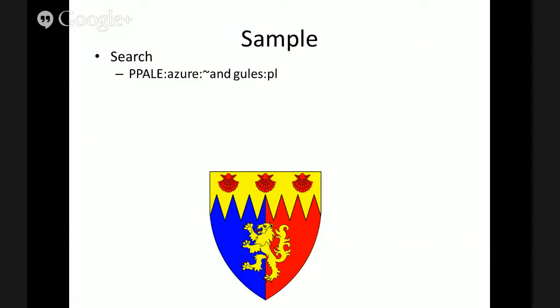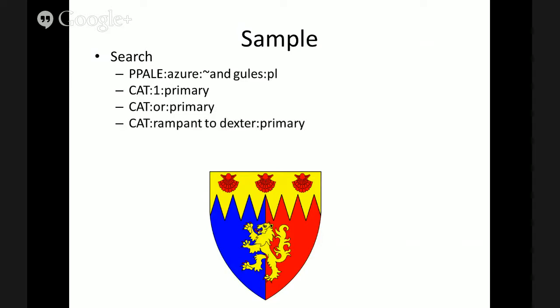Now we're going to use as many lines as possible for the lion. So we're going to say cat 1, because there's just one of it, primary. And for charges, you always want to tag them with what kind of charge they are, primary, secondary, tertiary, because we don't want to be comparing them across charge groups. Someone might have registered a device where there's a tertiary cat. We don't want to match that. We only compare groups to groups. So cat 1 primary, cat rampant to dexter primary. Anything else we can say about this cat?